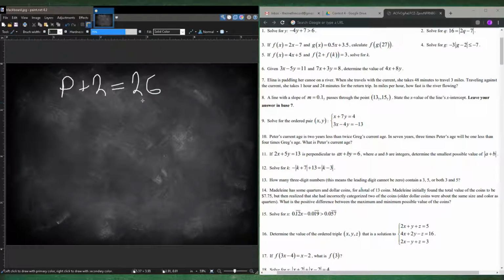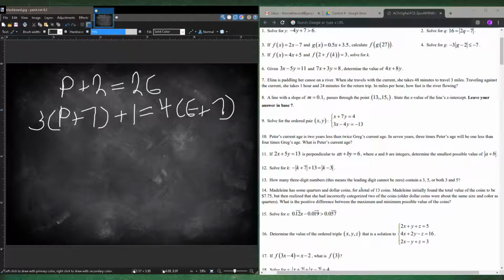So in 7 years, 3 times Peter's age, so P plus 7, because in 7 years, and then 3 times of that, because it's 3 times, would be 1 less. So it has to add plus 1, is 4 times Greg's age. So Greg's age in 7 years, so 4 times G plus 7, basically. That's G plus 7. Sorry about that.